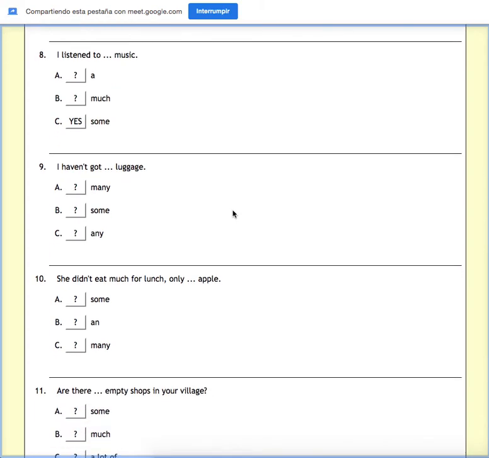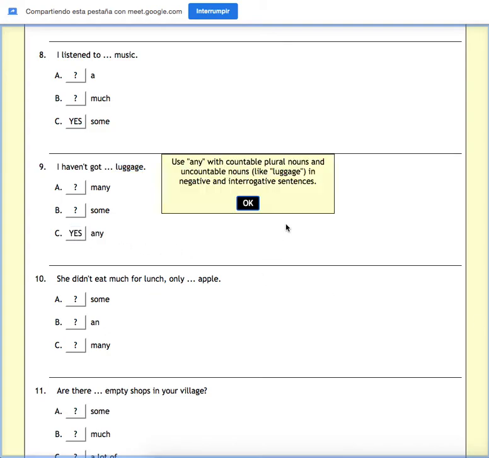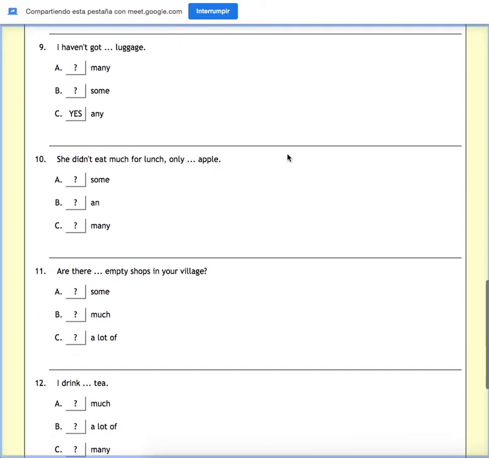I haven't got luggage. So, what is the answer? Many, some, or any? I don't know, Miss. Got many? Are you sure? Look, it is in negative. It is uncountable. Sari, tell me. Any? Any. Remember that any is used to talk in negative and so on.